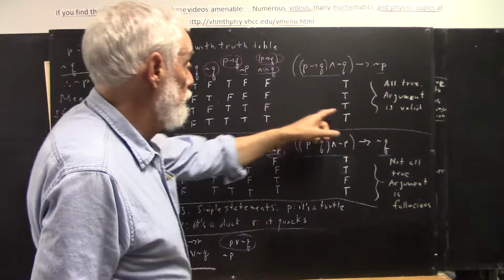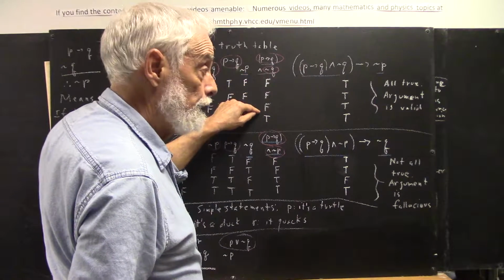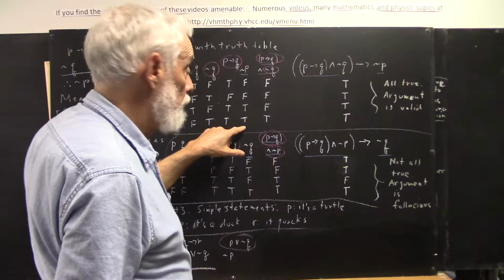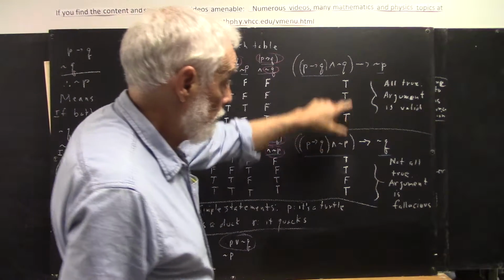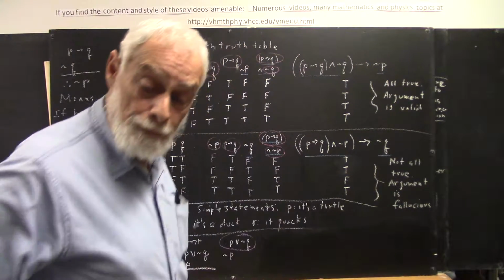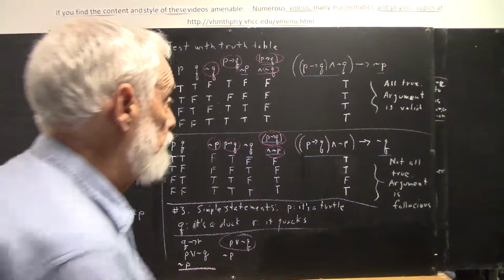We don't have true here either. So the antecedent is false in all three of these cases. It is true in this case, so we have to check and see if the consequent is also true. And it is, so we have another true. That means all these are true, the argument is valid, and we could also say that our statement is a tautology.